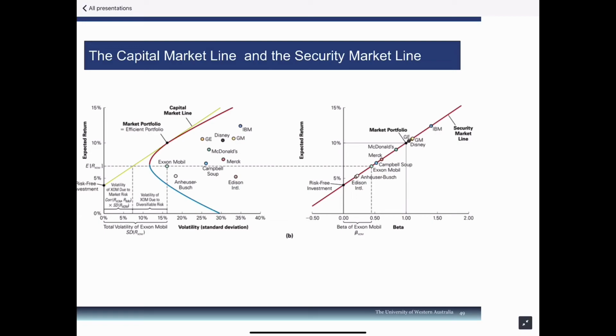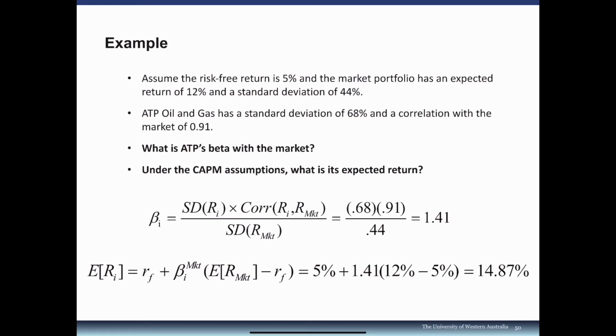The capital market line shows you a risk-return relationship on a portfolio level, whereas the security market line illustrates a relationship between risk and return on the individual stock level, when the risk is measured by beta. Very important, okay? And the rest is very straightforward. In terms of the numerical questions related to these two weeks, they are very straightforward.